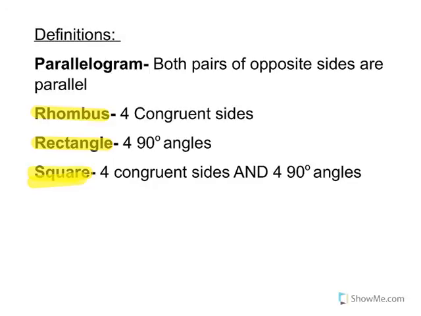So as a reminder, we're talking about rhombuses, rectangles, and squares today, so these are the definitions. If we're trying to prove that a shape is a rhombus, we need to show there are 4 congruent sides. If we're trying to show that a shape is a rectangle, we need to show there's 4 right angles. And if it's a square, we will need to show 4 congruent sides and 4 right angles.